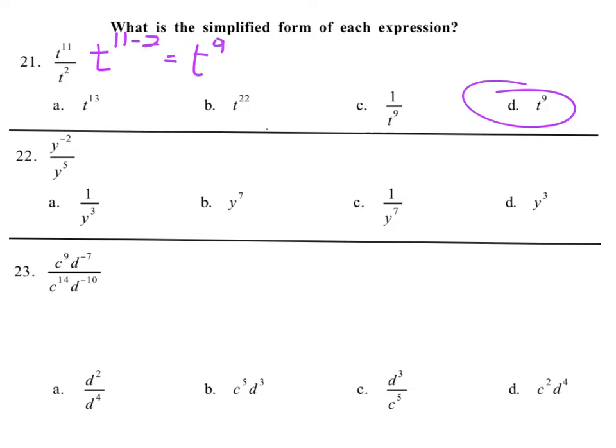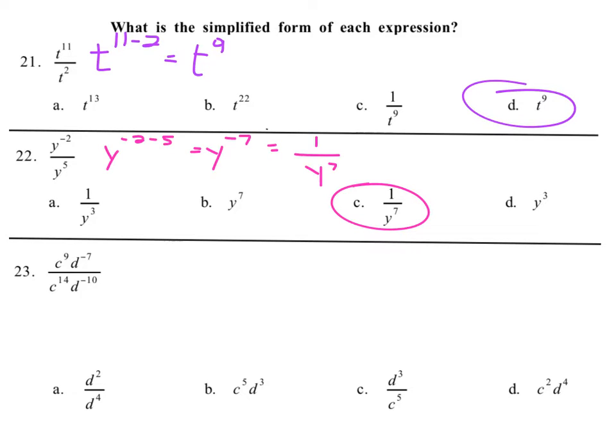Here, we're going to do the same thing. We're going to subtract the exponents. So we get y to the negative 2 minus 5, or y to the negative 7, which, since we have a negative exponent, we're going to move that to the bottom as a positive exponent of 7 and put a 1 on top, and that's C.